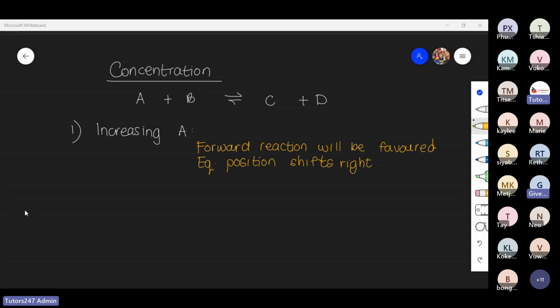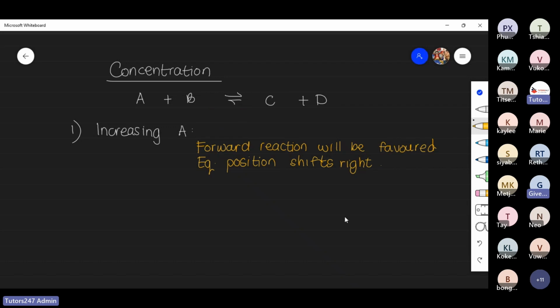An easy way to think about it is, if we are favoring the forward reaction, this is our reaction arrow. It's pointing right. That means equilibrium shifts right. If we were favoring the reverse reaction, our arrow would point left, meaning equilibrium shifts to the left.